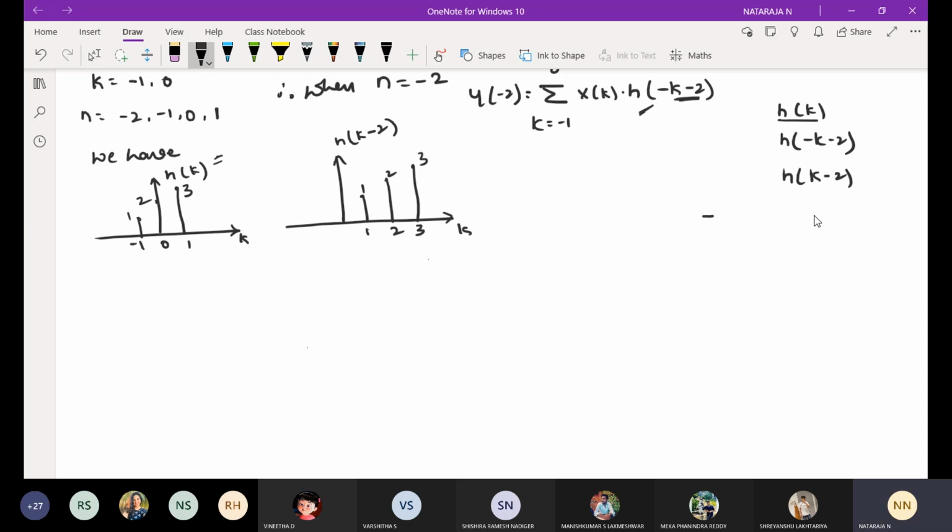See, the original signal h of k lies between -1 and +1. K is replaced by k minus 2. I need k here, so I need to add 2: -1 plus 2 less than or equal to k minus 2 plus 2 less than or equal to 1 plus 2. The 2 gets cancelled. -1 plus 2 is 1. K lies between 1 and 3. Whatever signal I got here will match with this.